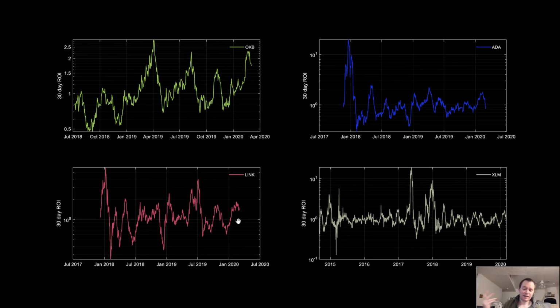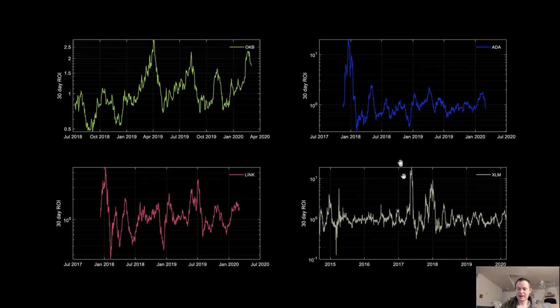And that's not to say that Link can't keep going up over the long haul. It just means that maybe it'll correct, and then go back into this accumulation region, and then it'll start moving up again, so that the 30-day ROI will kind of get reset in a sense, and it won't continue to just take off.